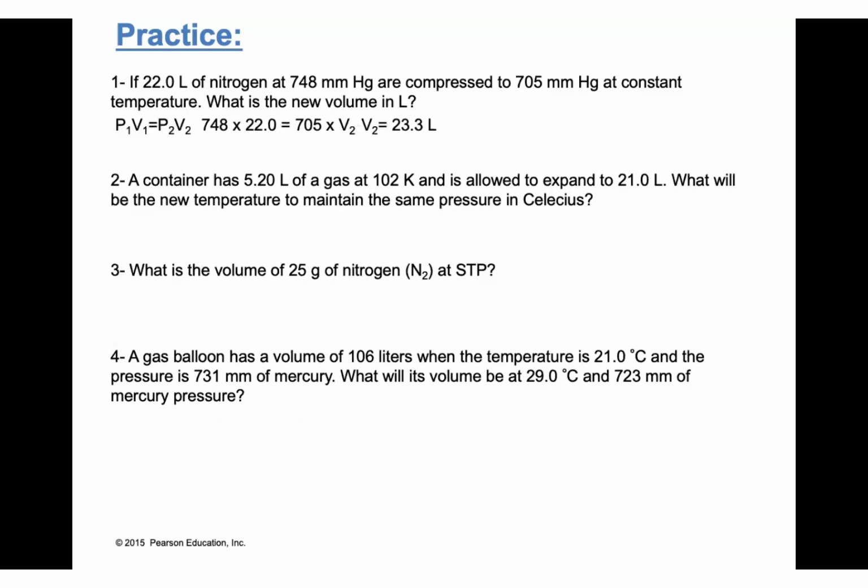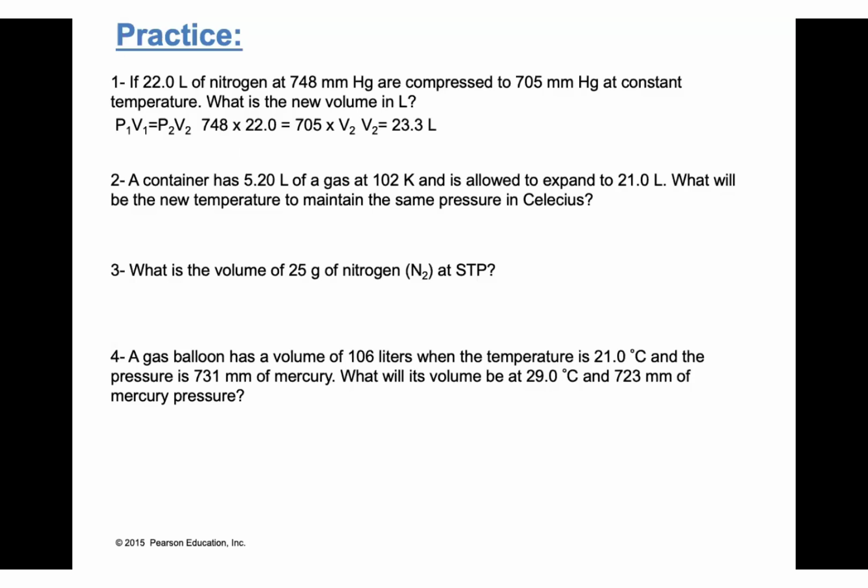Here is Boyle's law. Boyle's law is basically P1V1 equals P2V2, and the V2 will be 22.3. Make sure you follow the sig fig rule, which is 3 sig figs at the end, and also make sure you have the same unit on both sides. That's very important.